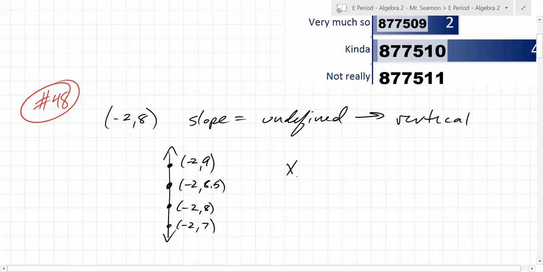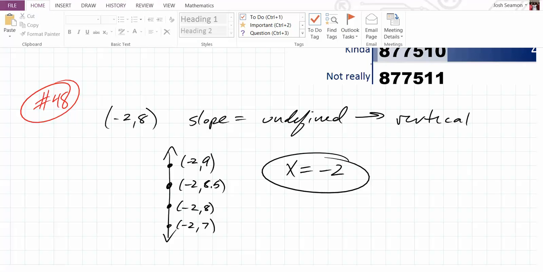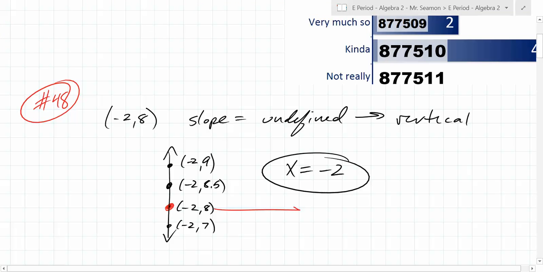So what is the equation for this function? X equals negative 2. All vertical lines have the equation x equals a number. What about horizontal lines? Y equals a number. So here's negative 2, 8 right here. Let's say I wanted a horizontal line. It looks like this. What would the equation for this one be? Correct. Y equals 8 if it was horizontal. Good job.